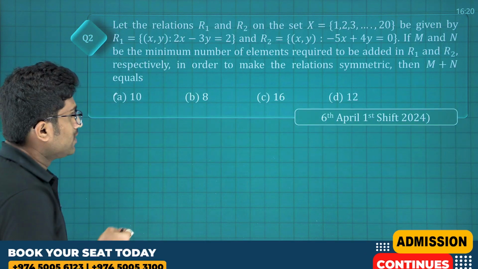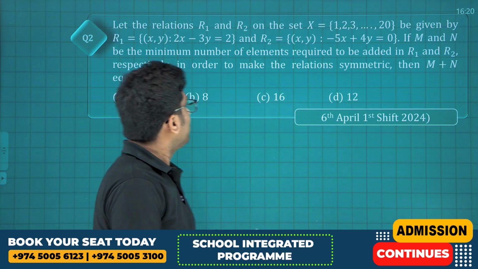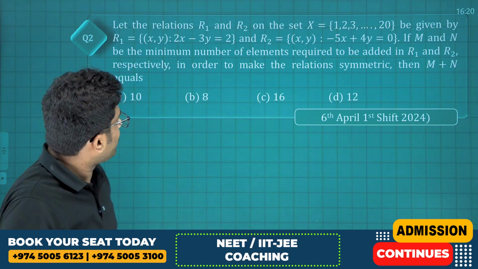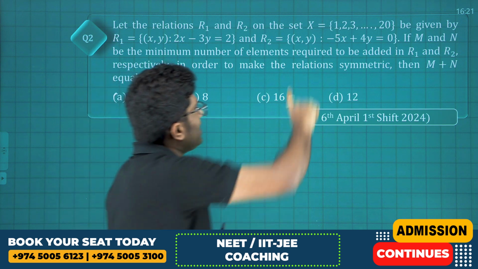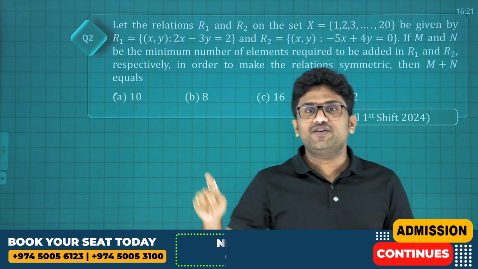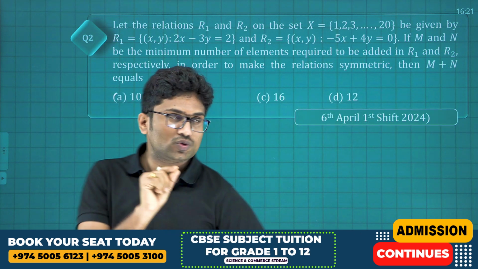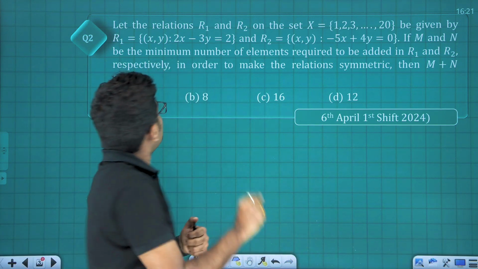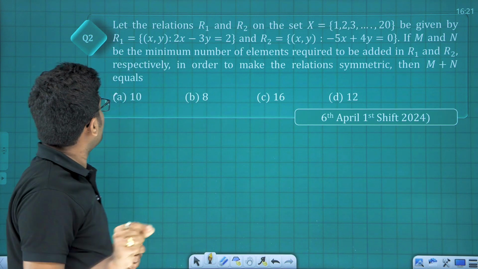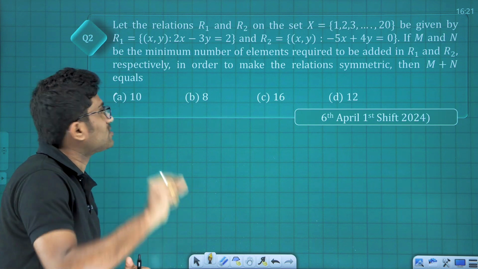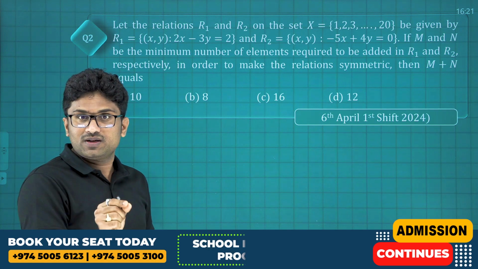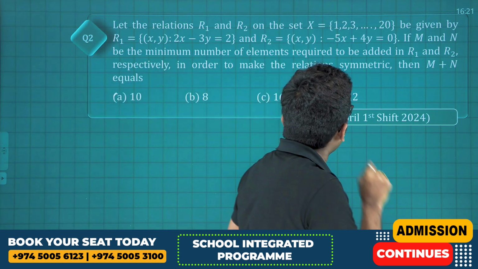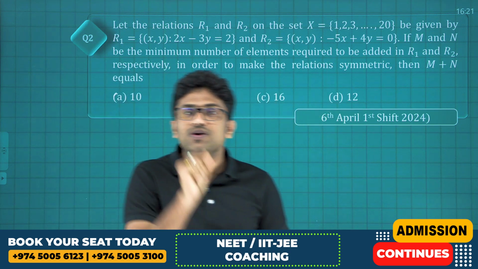Next question, 6th April 2024. They have given again two relations. Let relations R1 and R2 be defined on one particular set, the same set of natural numbers from 1 to 20. R1 is equal to x comma y such that 2x minus 3y is equal to 2. Next, R2 is equal to x comma y such that minus 4x plus 4y is equal to 0.